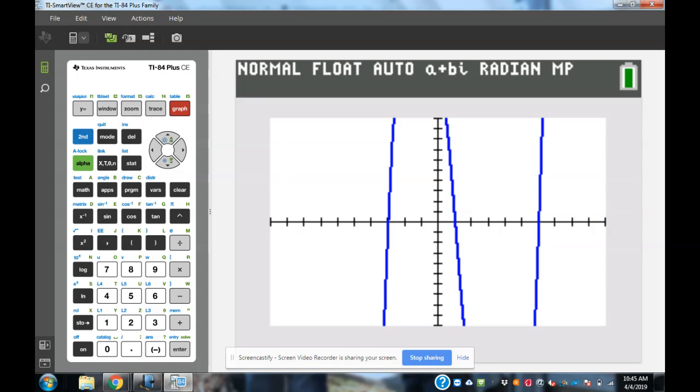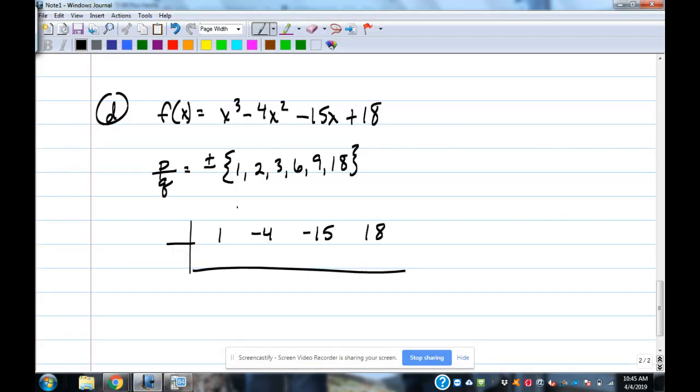I need to pick one to do the synthetic division. 1 would be the easiest one, I think. So let's use that one. +1. Drop that down. Go to work. And there's that remainder of 0. Should not be surprised by that. Zeros, we get x equals 1. We think we're going to get x equals 6 and x equals -3 out of that.